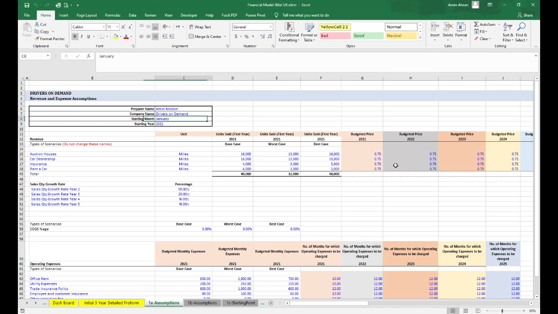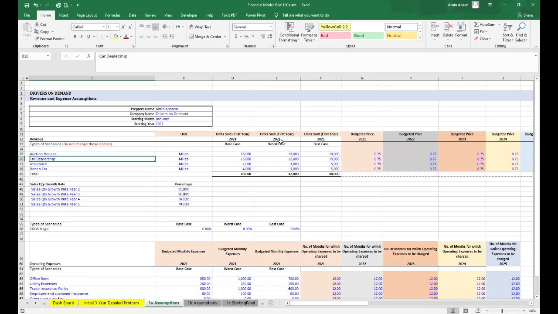The next one is the starting month. I have kept January 2021 as starting month. You may change it to November 2020. When you make a change, you may see that these cells have also been changed. So let me do it again to January 2021.